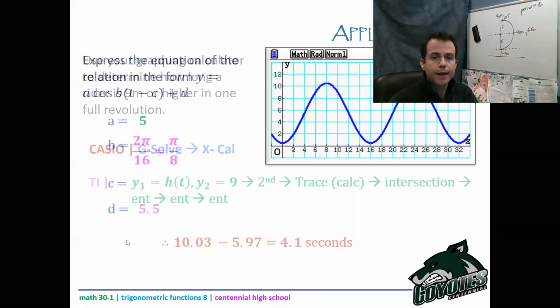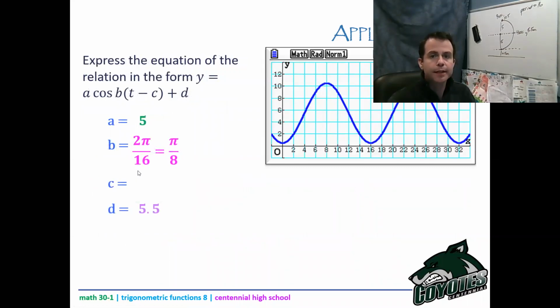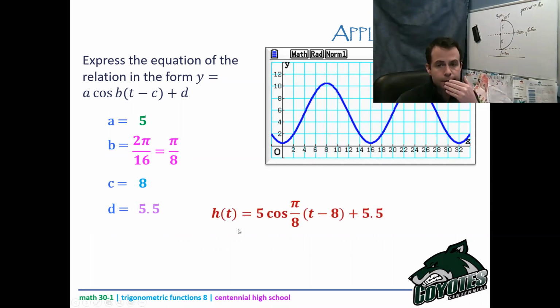All right. Then it says express it as a cosine graph instead of a sine graph. Well, look at what I've done here. I've kept A, B, and D there because remember, those don't change. If I'm now looking at it as a cosine graph, a positive cosine starts at the top and then heads all the way down. So right there, I have a phase shift of 8. So my C value would be 8, and my equation would look like this.